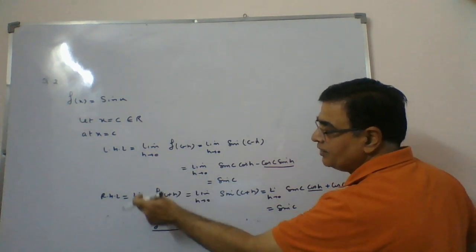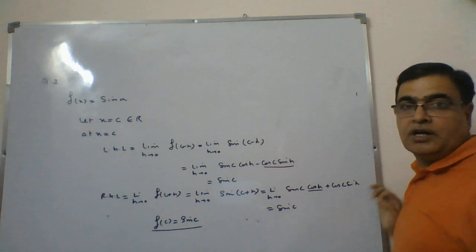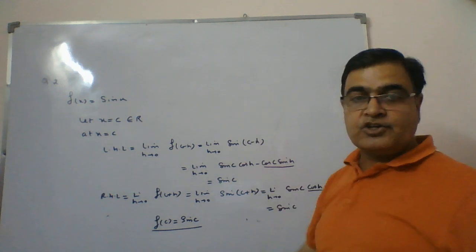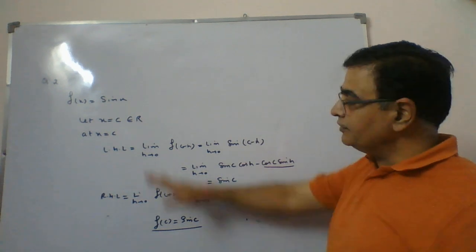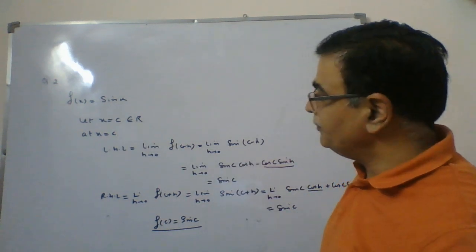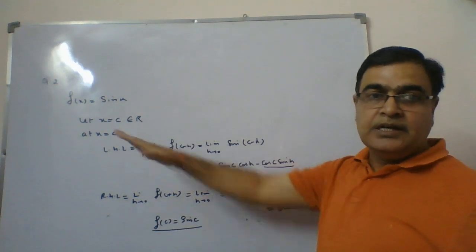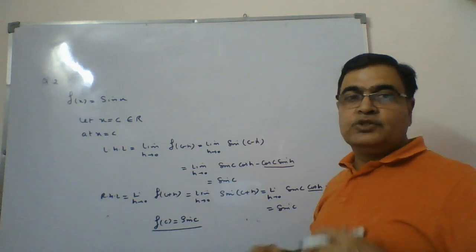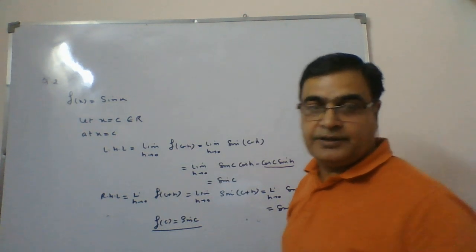So left hand limit, right hand limit, and value of the function all come out to be the same. Hence the function is continuous everywhere, because it is a general point we have taken. So we will say as it is continuous for c belonging to real numbers, hence it is continuous everywhere.